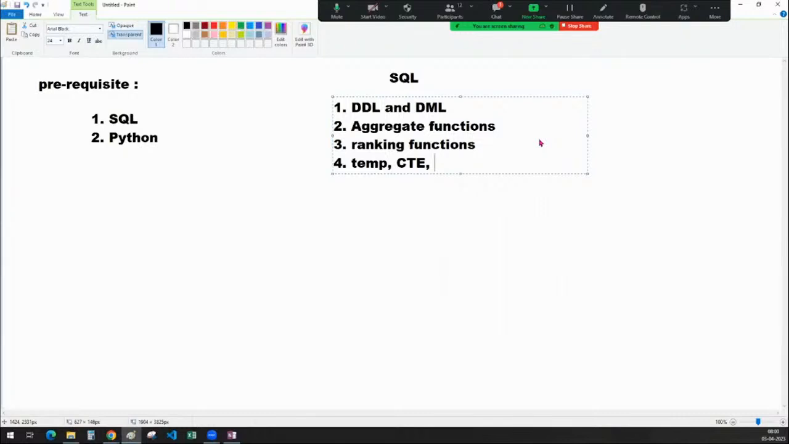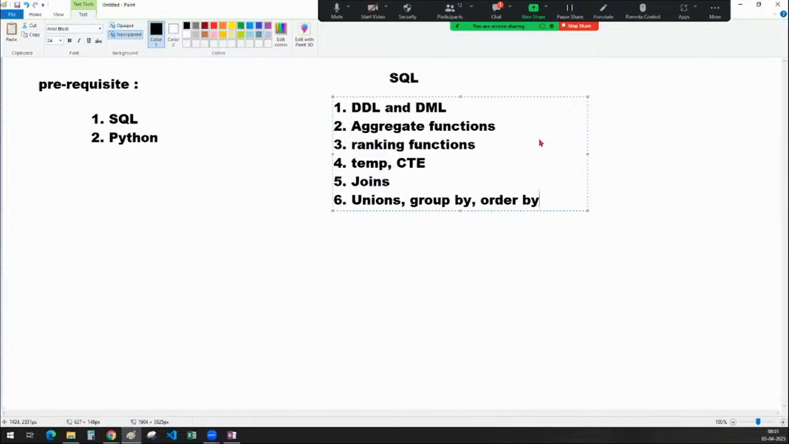In temp tables, there is a local temp table and a global temp table, and common table expressions, CTE. And the fifth thing, I forgot one more thing: mainly, guys, joins. Unions, group by, order by. I think this is it.